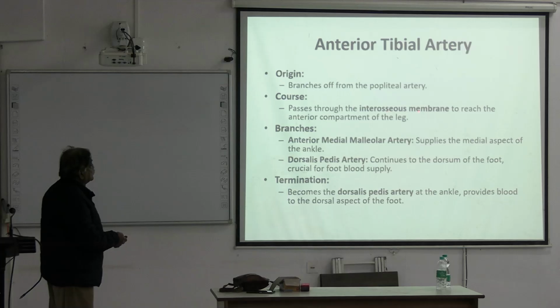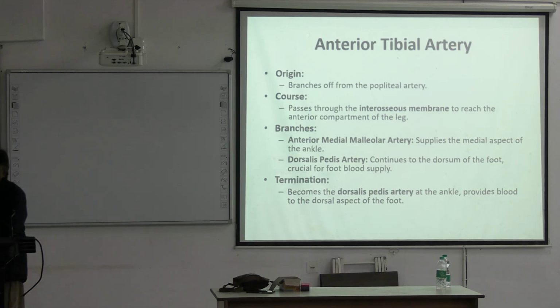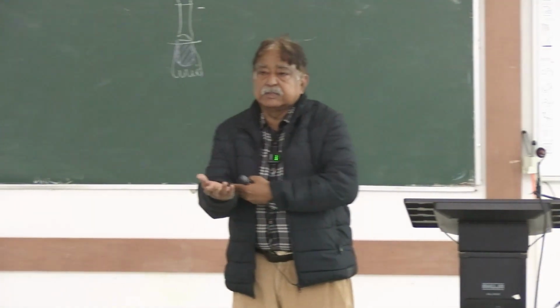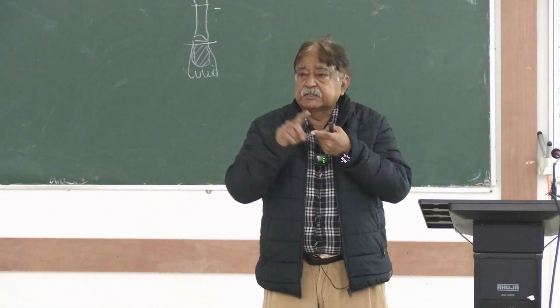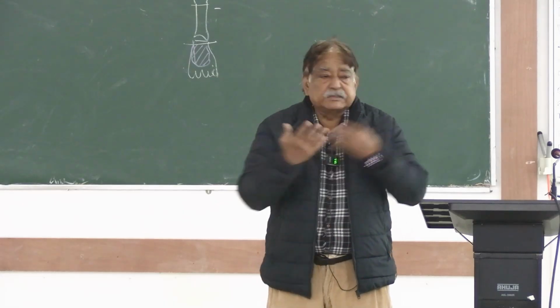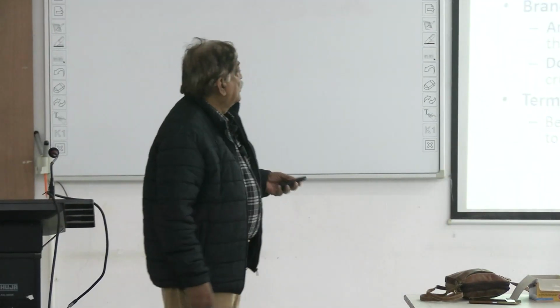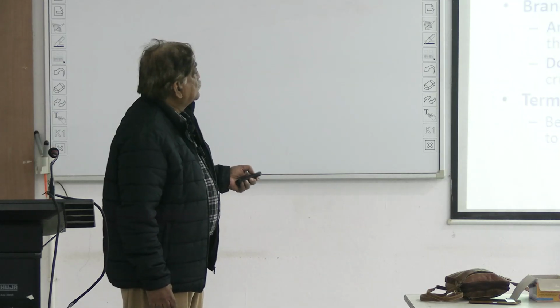It passes through the interosseous membrane to reach the anterior compartment of the leg. Now, you have read the superior limb, the interosseous membrane and all the muscles are there. So there are structures, nerves, vessels piercing or going through. The same configuration in the upper limb and lower limb is the same, more or less. Now it passes through the interosseous membrane to reach the anterior compartment of the leg.